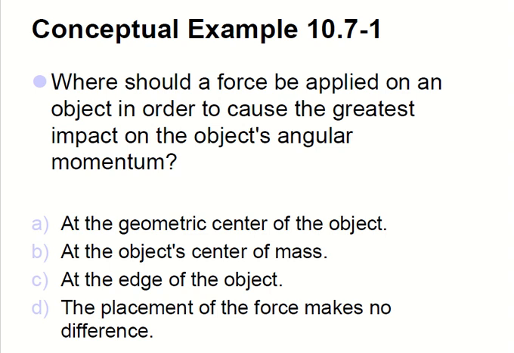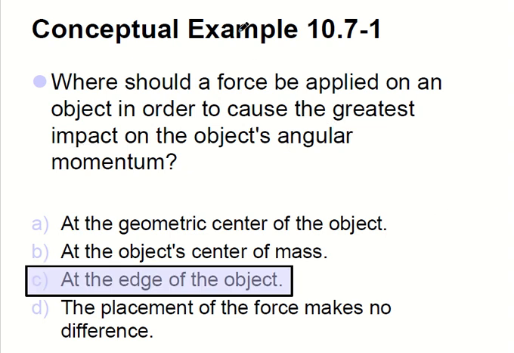All right, so the next example is: where should a force be applied on an object in order to cause the greatest impact on the object's angular momentum? You want to apply the force to an object and cause the greatest impact on it, and because of that impact, the object's angular momentum gets affected. So if you want to change the angular momentum, you've got to think about these situations. Let's take a look at them one by one.